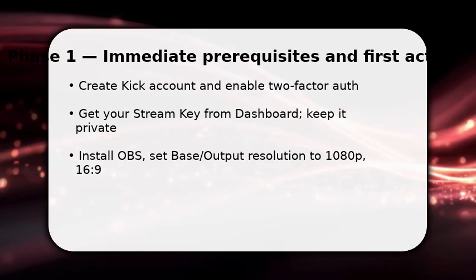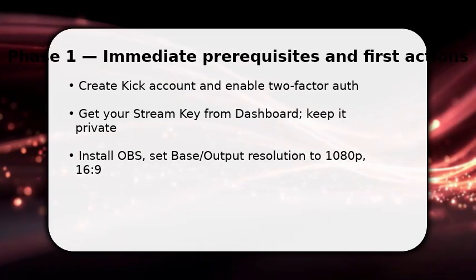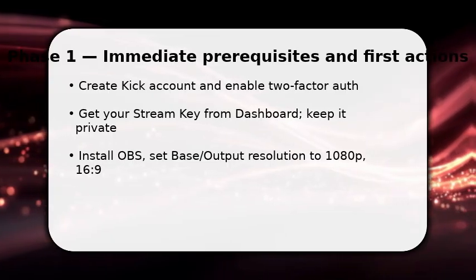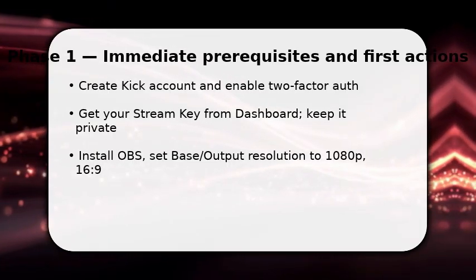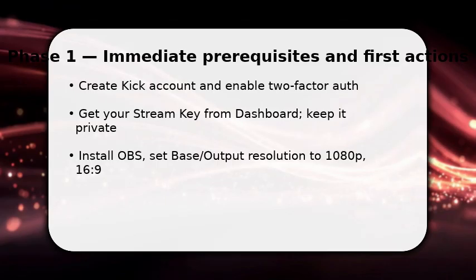You'll begin by preparing essentials so you can stream without delay. Sign into Kik, enable two-factor authentication, and copy your stream key. Keep it secret. Then install OBS and set base and output resolution to 1080p 16:9.